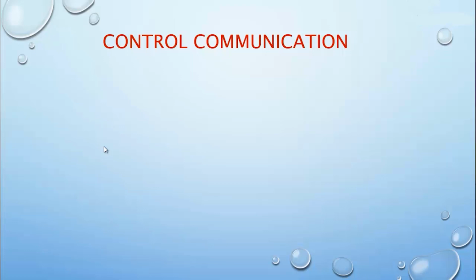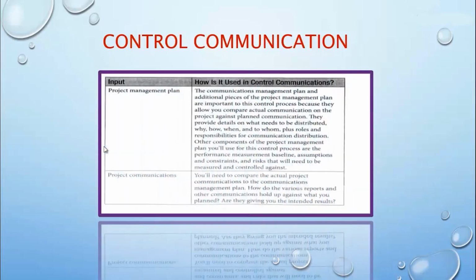Before we go to control communication, we should be aware that the managed communication process will result in various project reports, like your status report, progress report, trend report, etc., as well as other forms of communication. So that is the output of managed communication. There may also be updates to project documents, the project management plan and organizational process assets such as project records and lessons learned. Now comes the control communication process, right?